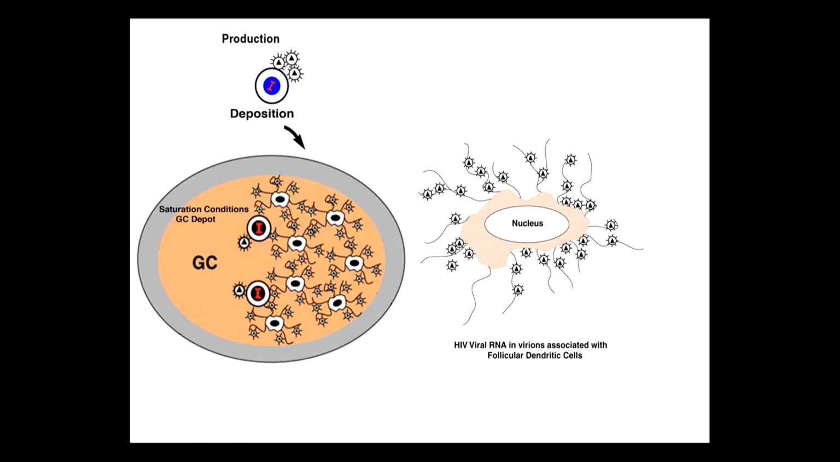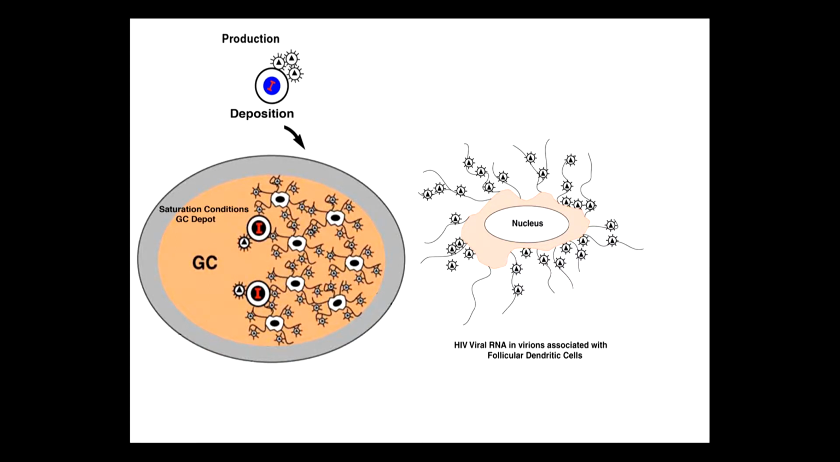In a cartoon form, this is what it would look like. So here's your germinal center, here's your follicular dendritic cells, and then you have these processes that come off of the dendritic cell. This is sort of like the skeleton of the B-cell follicle, and you can see the antigen, in this case HIV RNA, or HIV virions, that are decorating the follicle.